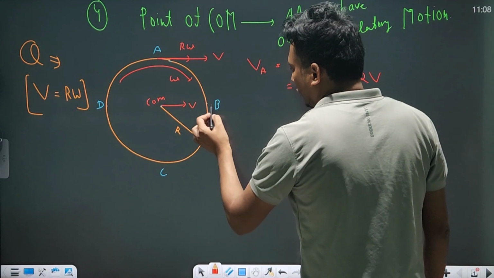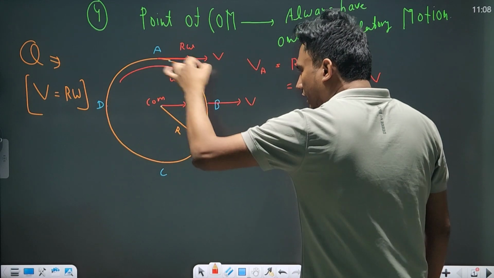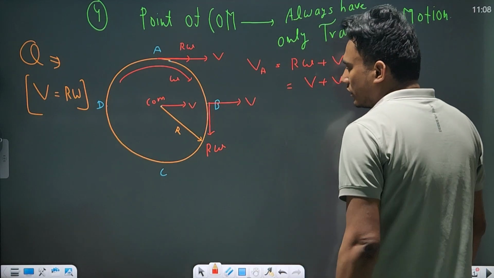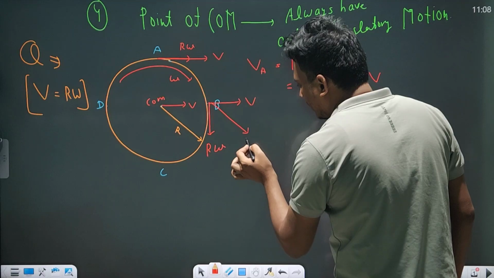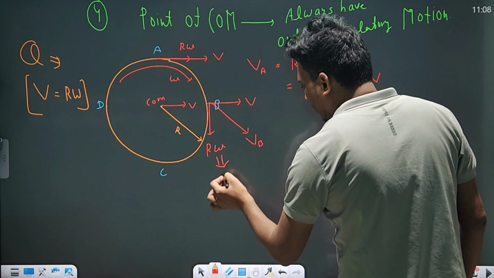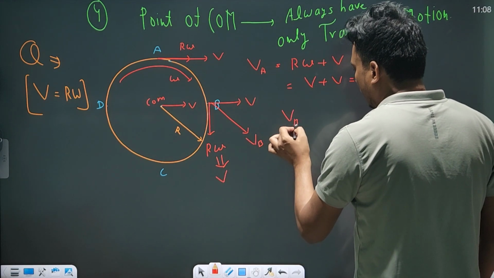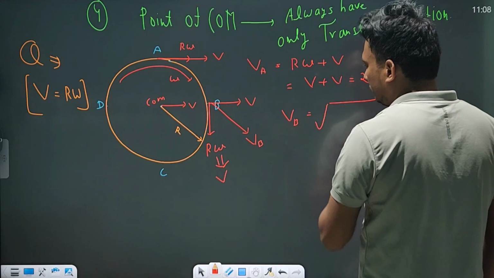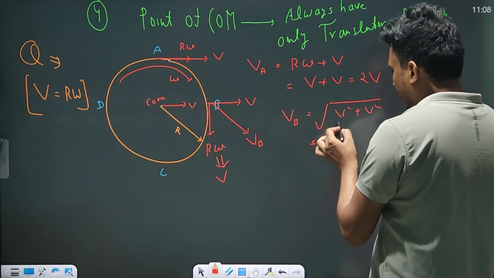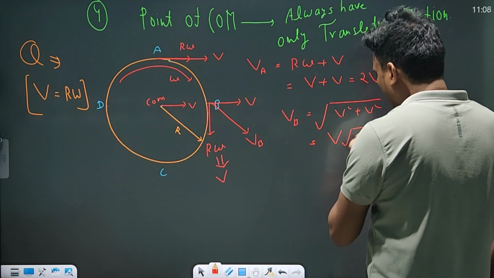Now if I draw the same at point B, the linear speed will be the same, and because it is moving in a clockwise direction, r omega should be here. So the net speed passes through this. We can write here Vb. So what is Vb? Because r omega is equal to v, since the pure rolling condition is applicable, we can write Vb equal to under root v square plus v square. So the net speed is equal to v under root 2.